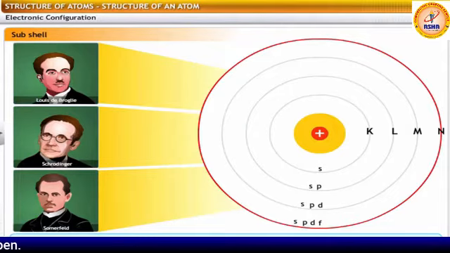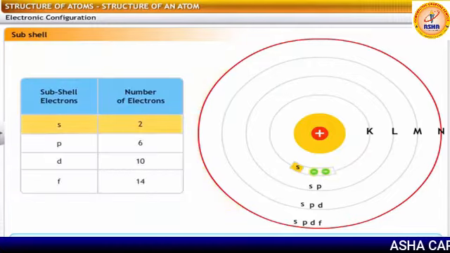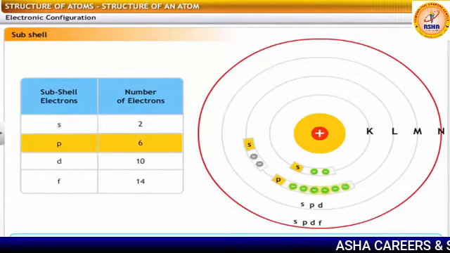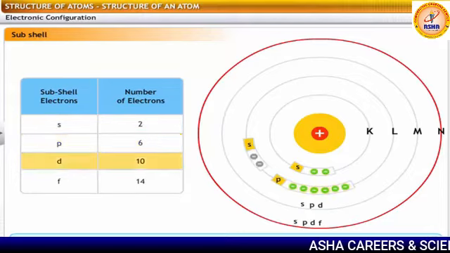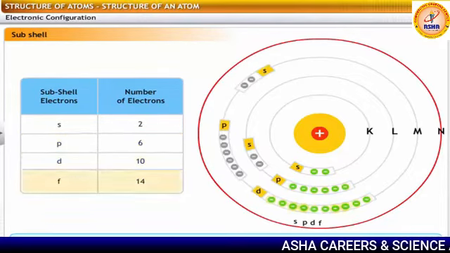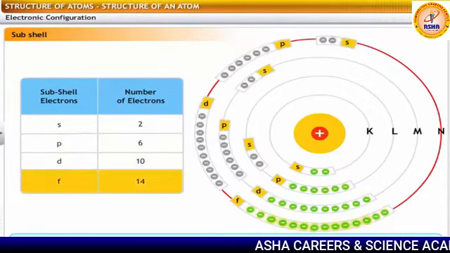Every subshell can accommodate a fixed number of electrons. The S subshell can hold a maximum of 2 electrons, a maximum of 6 electrons in the P subshell, 10 electrons in D, and 14 electrons in F.